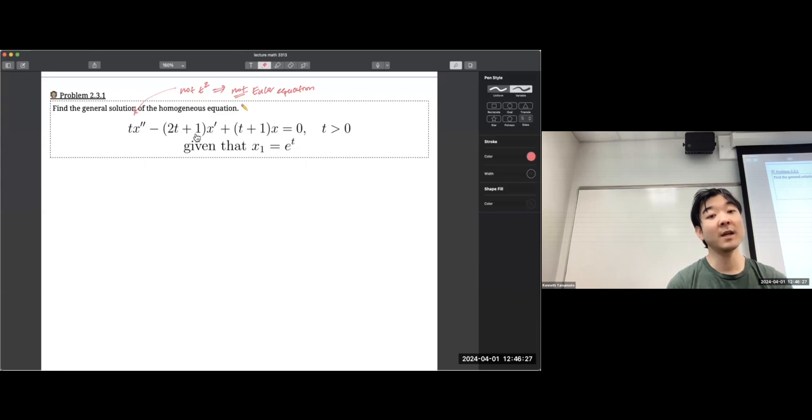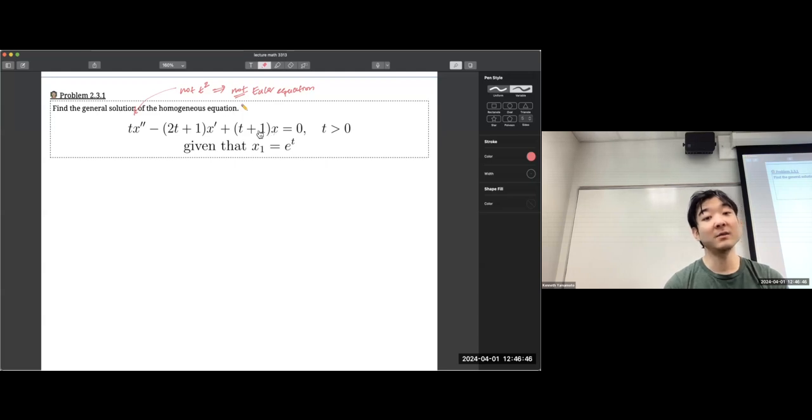But this plus 1 is breaking the fact that you have 2x prime. If you distribute this x prime to each of these, this equation technically has two x prime terms, and one of them is not being multiplied by t, but the other one is multiplied. So this is not an equidimensional equation.